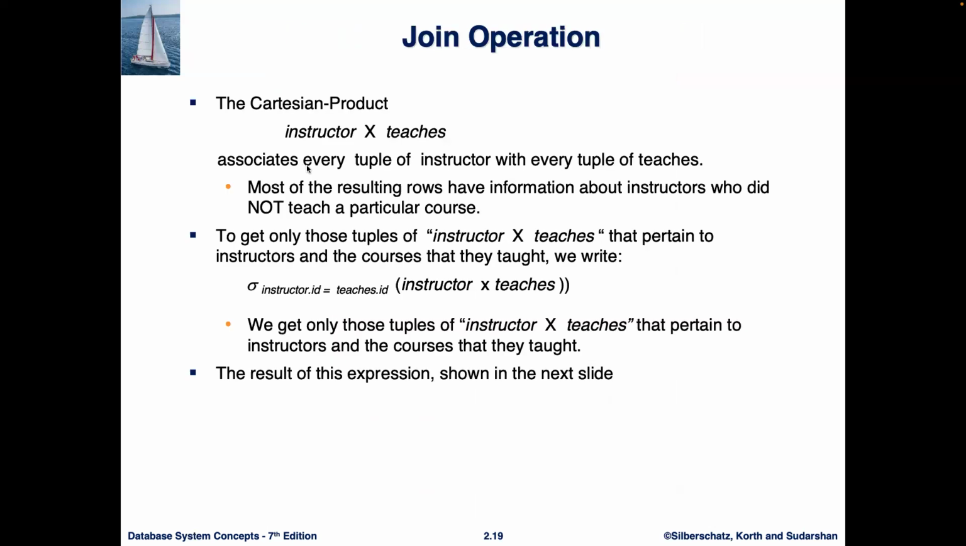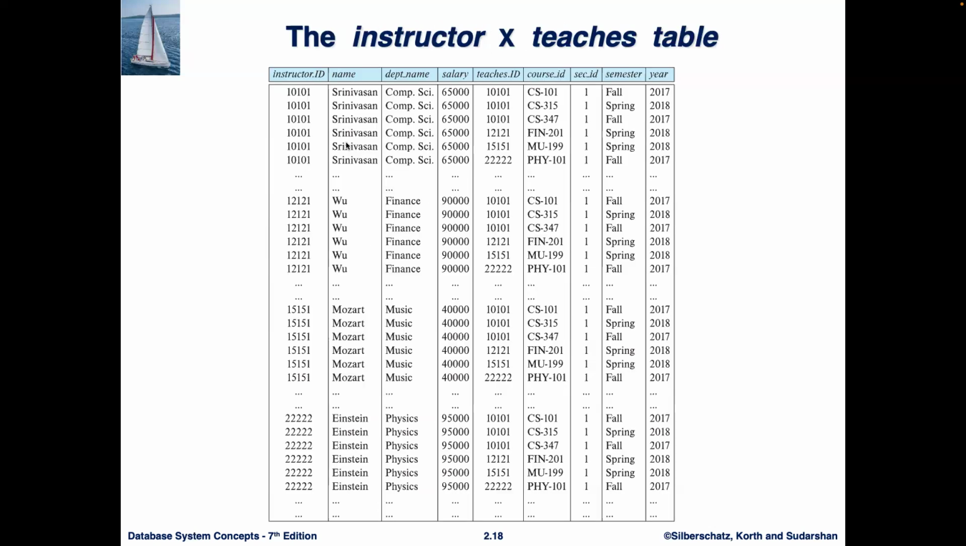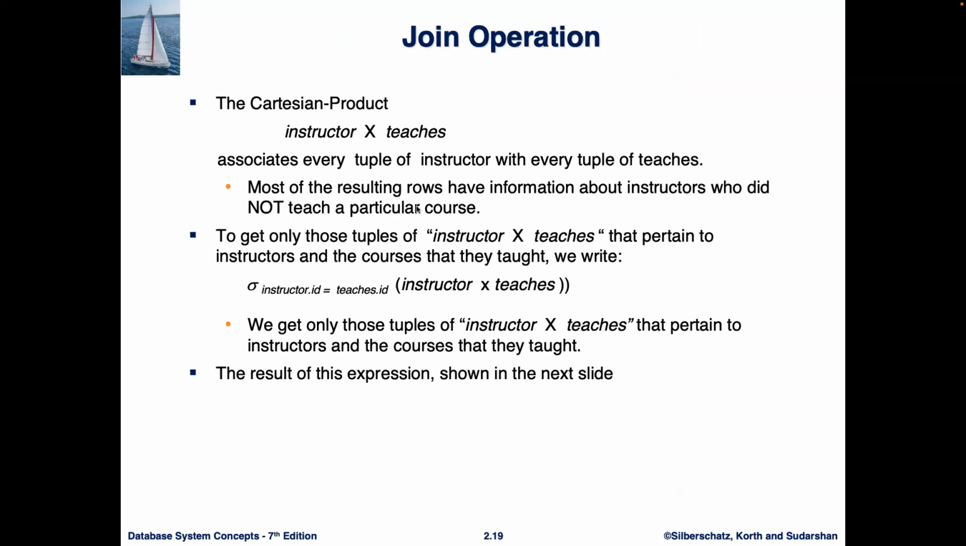So for that reason, we use join operation. The Cartesian product instructor X teachers associates every tuple of instructor with every tuple of teachers. Most of the resulting rows have information about instructors who did not teach a particular course. Here, Srinivasan didn't teach MU 199. Mozart didn't teach CS 345. Einstein didn't teach CS 315 or Fin 201. So because the instructor ID and the teacher's ID don't match, we have lots of data that doesn't make sense.